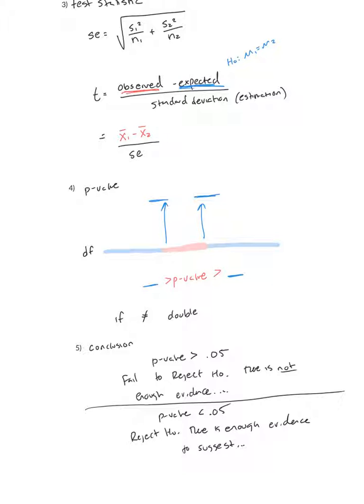So far we've had t's and z's with means and proportions. We're actually going to get a couple more pretty soon here. So this has taken us through step 3 with our calculation, step 4 with our p-value, and step 5 for our conclusion. Once again, with two means.